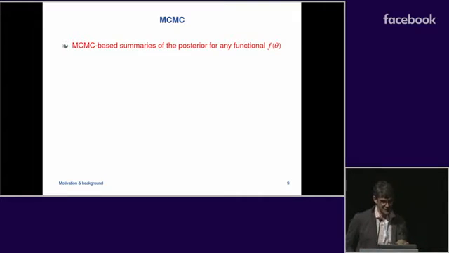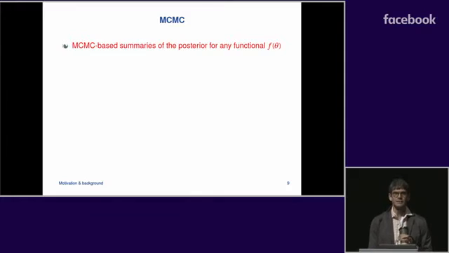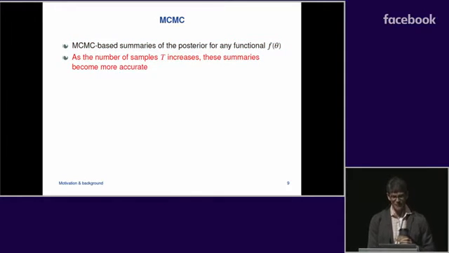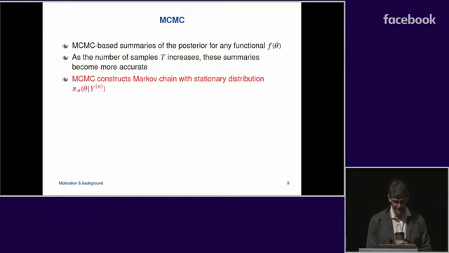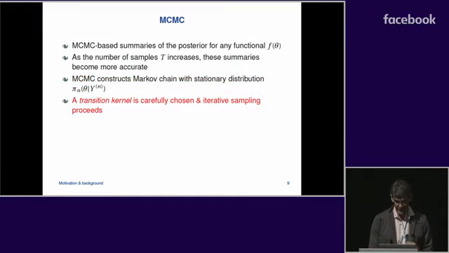So MCMC, what are we doing? We're going to get MCMC-based summaries of the posterior for any functional f of theta. As the number of samples increases, these summaries become more accurate, converging to the true posterior summaries. So how does MCMC work? MCMC constructs a Markov chain with a stationary distribution that's the true posterior distribution. To construct the Markov chain, we need what's called a transition kernel, and that transition kernel needs to follow some rules.